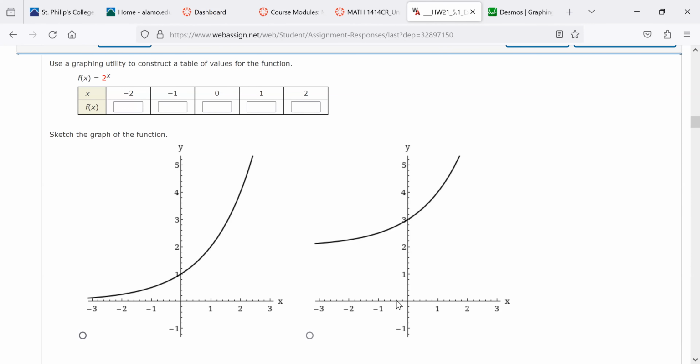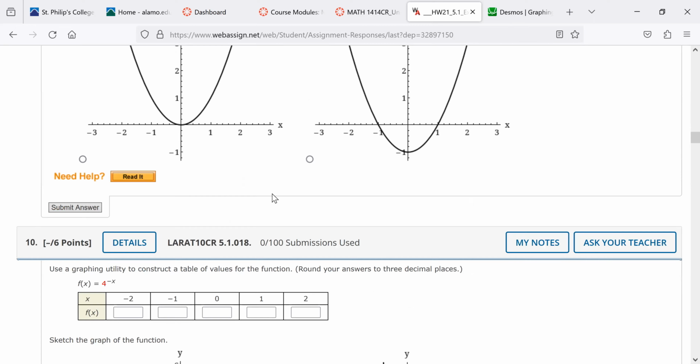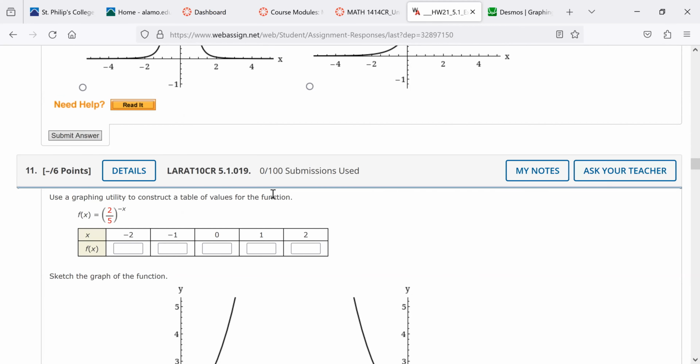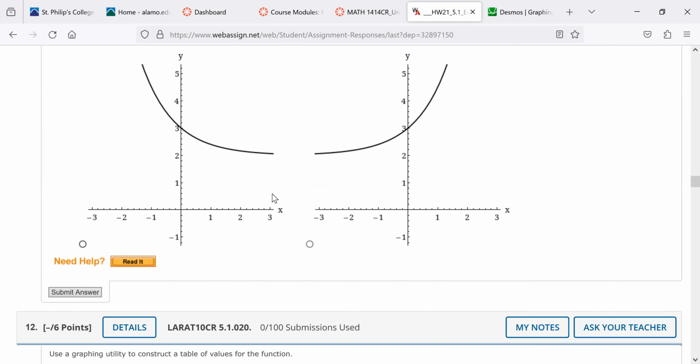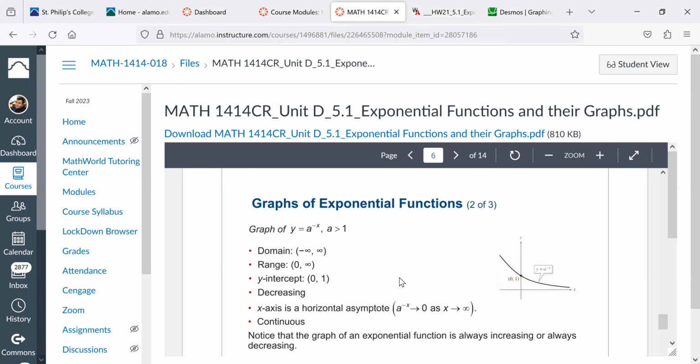Okay, now if it's shifted upward, obviously you have an asymptote at a different spot. But usually if it's not shifted vertically, it's going to be an asymptote at 0. Okay. So there's not much to do here. It's more like, do you understand what an exponential function looks like?